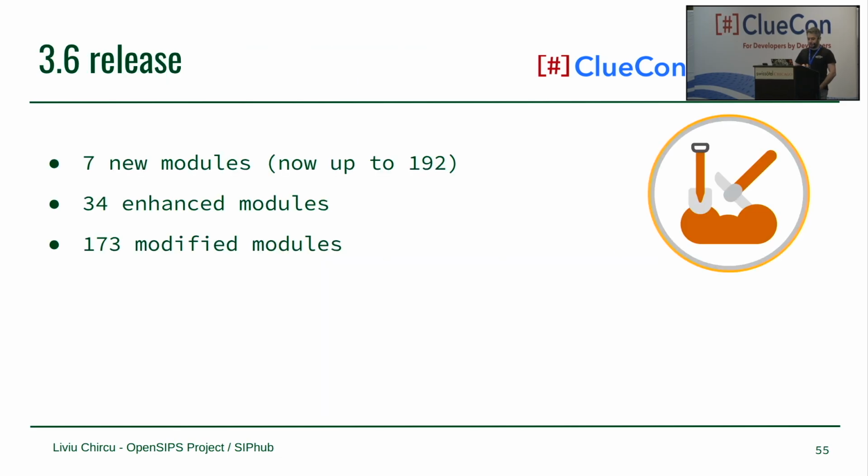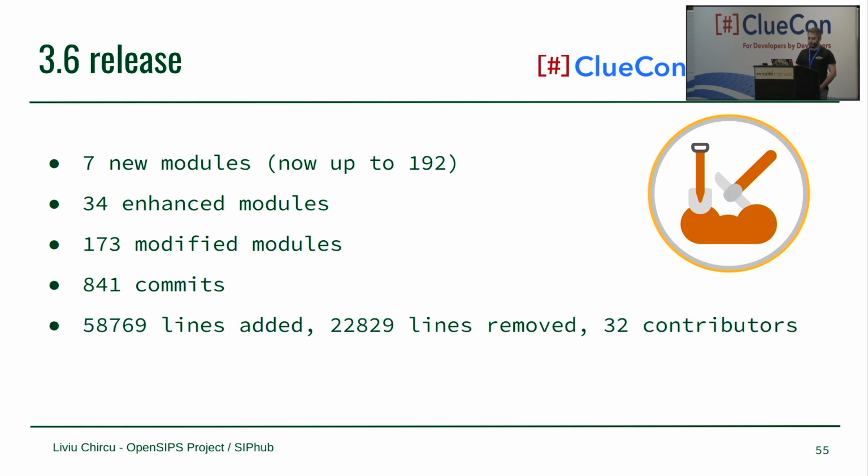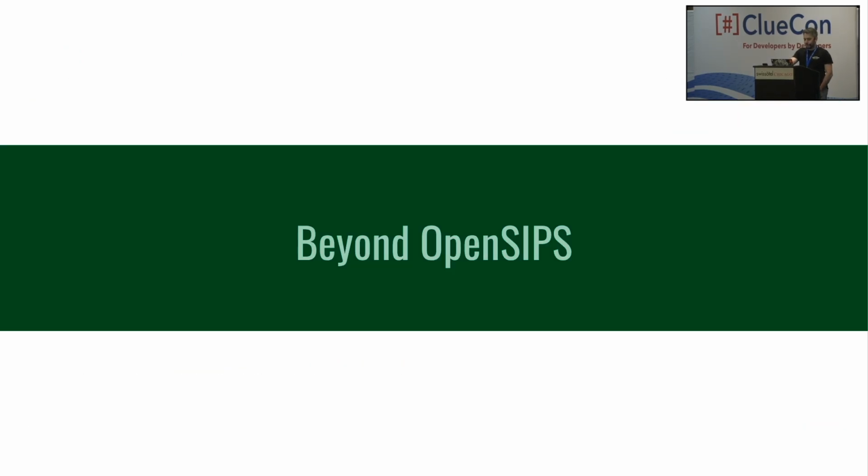Yeah, some stats on the release. 7 new modules, a bunch of enhanced modules, 840 commits, tens of thousands of lines added, some lines removed, thank God. Keeping things clean, right? And the repo still sits at around 200 megabytes. And it doesn't all stop here.